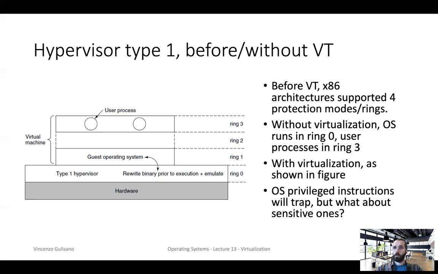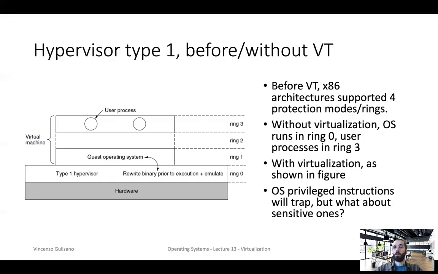Without virtualization at all, when you run the operating system directly on the hardware, what is usually done is that you use 2 of these rings: ring 0, the lowest one, for the operating system because it can run privileged instructions, and the highest one for the processes. So you don't really use the remaining 2. But the remaining 2 can be used when you want to use virtualization.